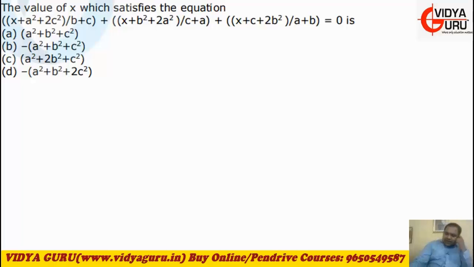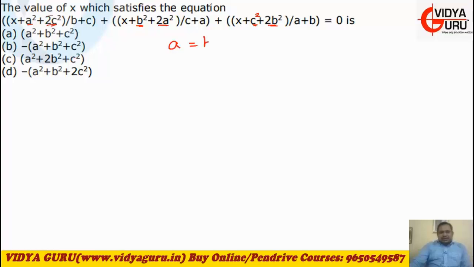So let's solve one more, the last one. The value of x which satisfies the given equation. So if you look properly, a square, here b square, here it should have been c square. So c square, here it is 2c square, here 2a square, here 2b square. So the given expression is symmetrical.